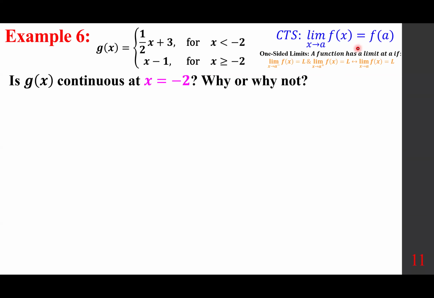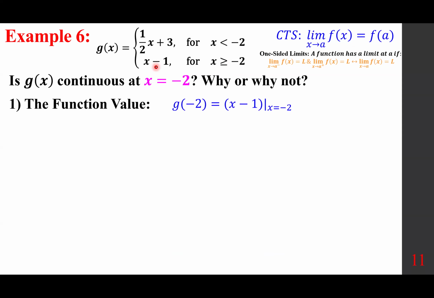And the definition of continuity. So we start with the functional value. The functional value takes the equality. So we're going to use x minus 1 and plug in -2, which gives -3.